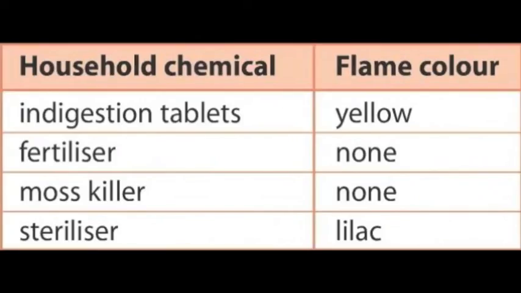Test 1. Your first investigation will probably be to carry out flame tests. The colour a compound gives to a flame is a simple test for some common cations. The results are shown in this table.